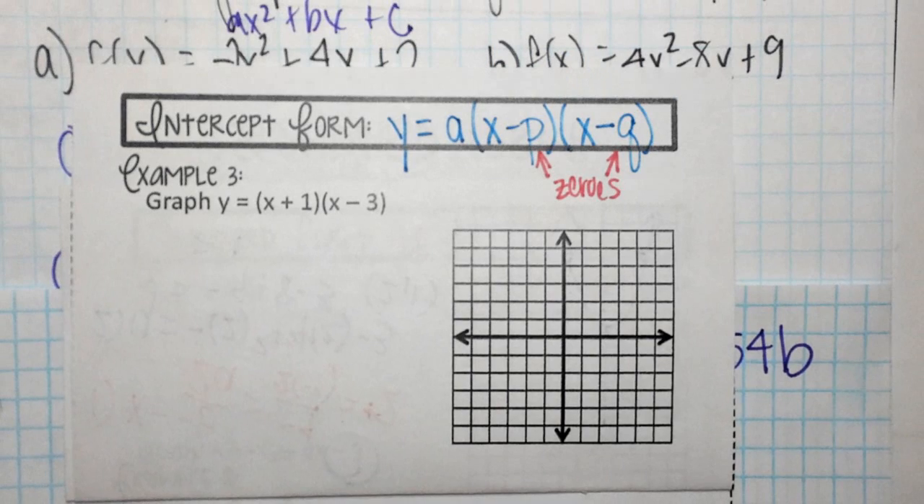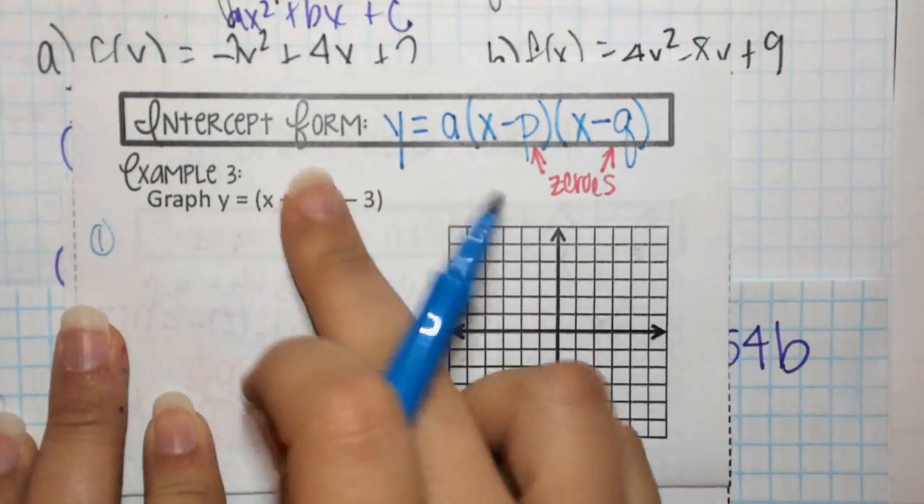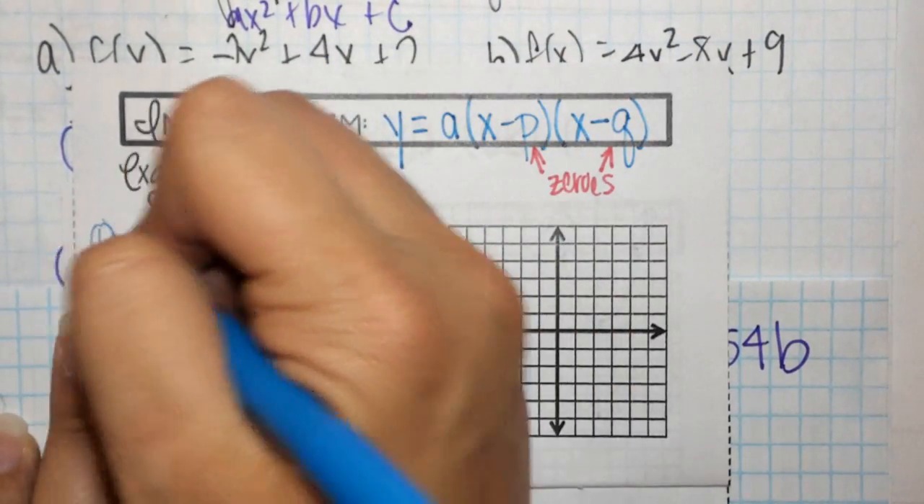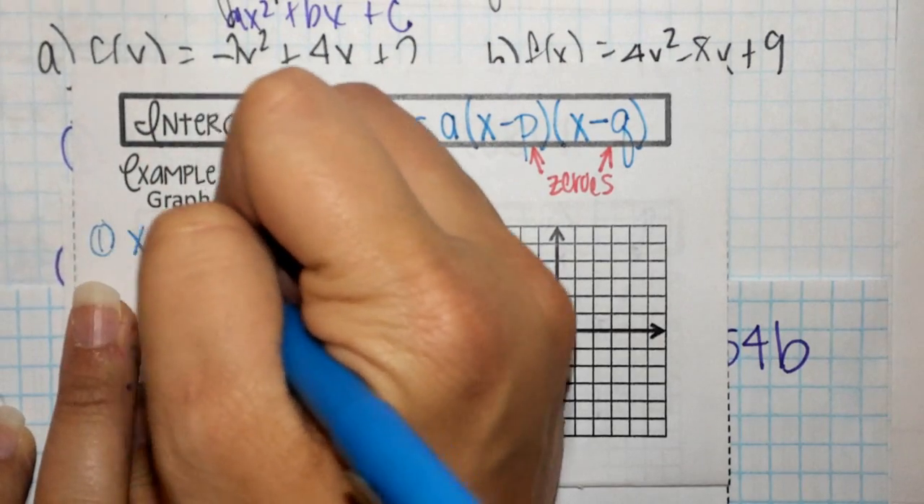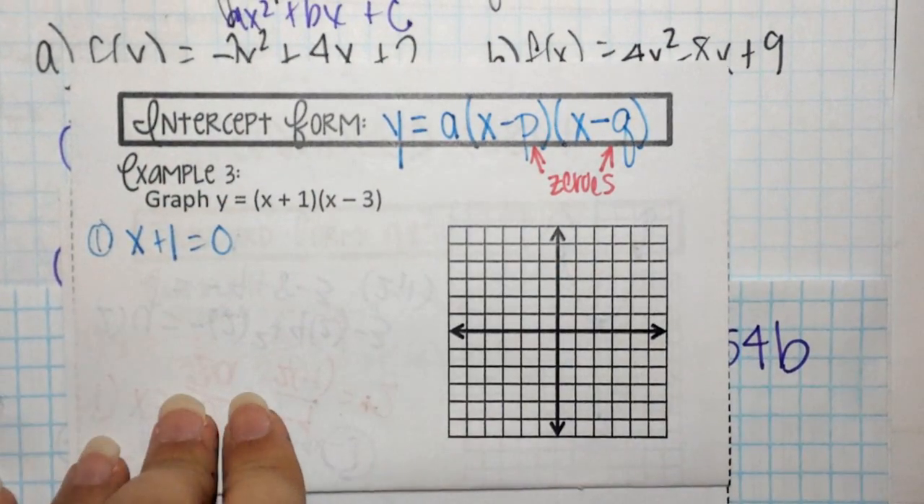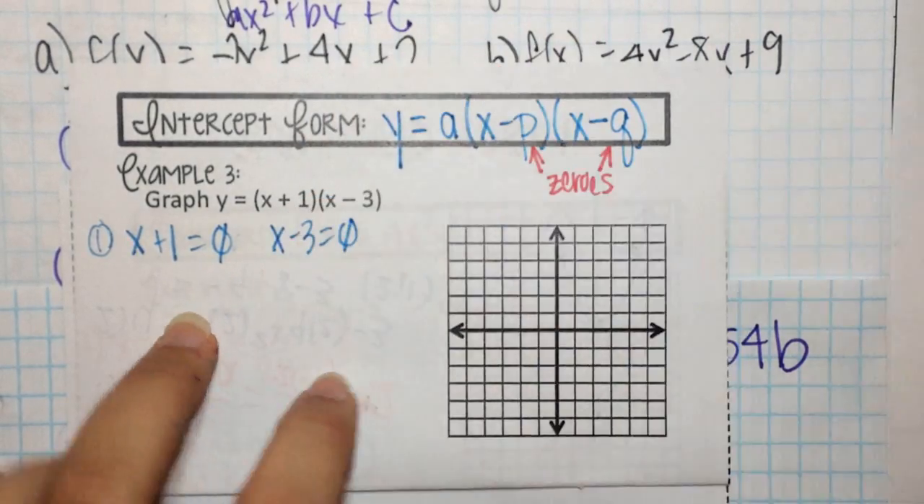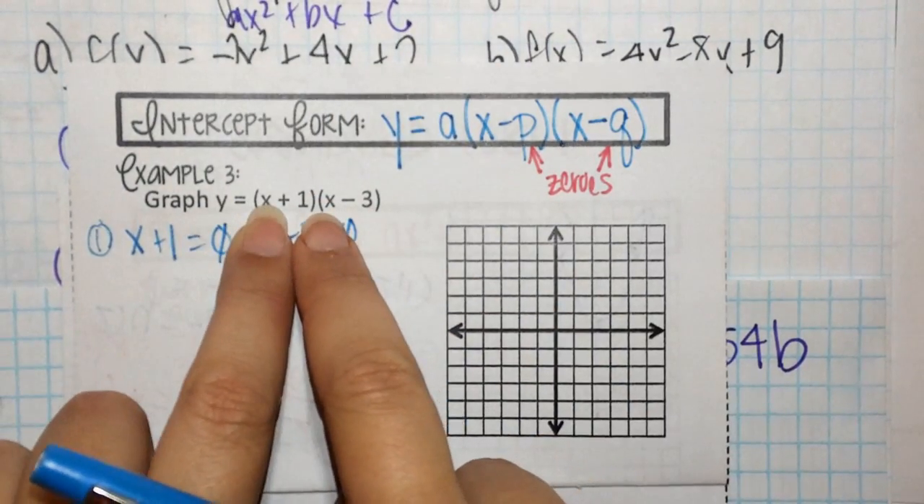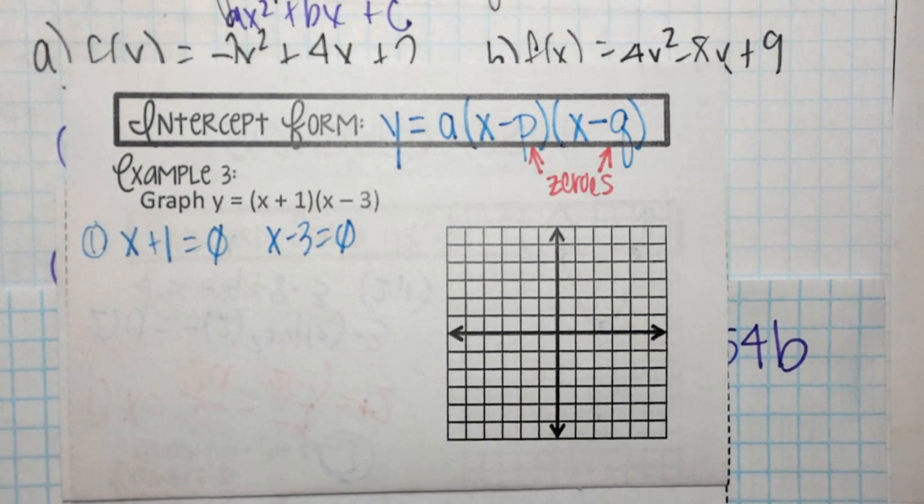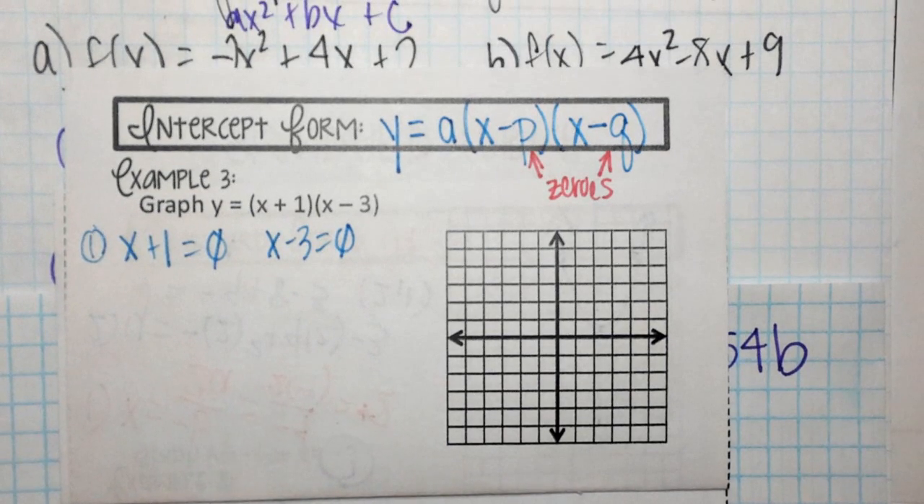The first thing you do to find your intercepts, step 1, is you take each of your parentheses and set them equal to 0. So we say x plus 1 equals 0, and then x minus 3 equals 0. So you take each of your parts in your parentheses and you set them equal to 0. Does everybody understand so far? Yes. Okay, then you solve for x.